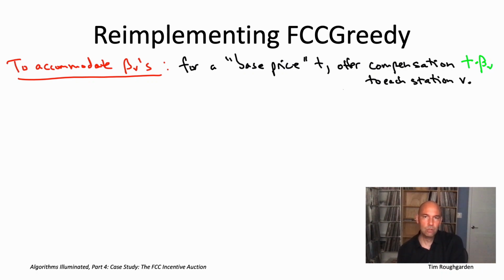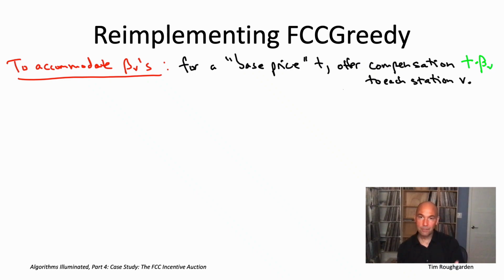So it has some value, w sub v, the minimum offer of compensation it would be willing to accept. So let's think about in which iteration the station v is going to drop out. It's going to drop out once the offer of compensation, which remember is now t times beta sub v, where beta sub v is the parameter for the station v.